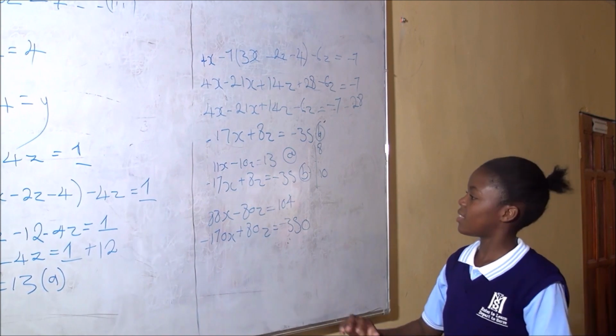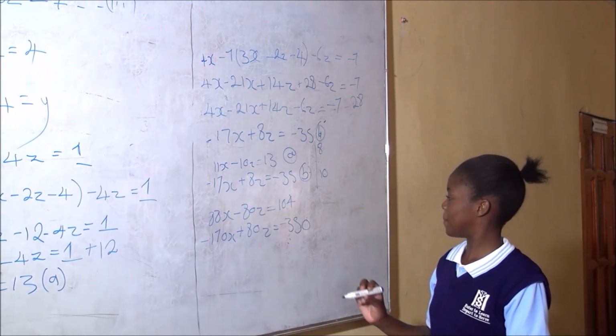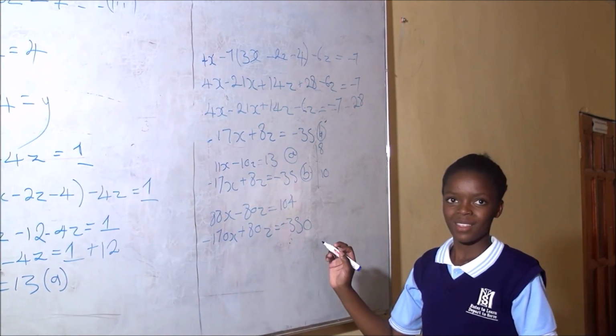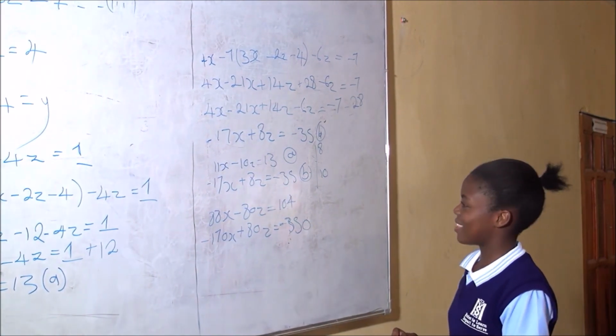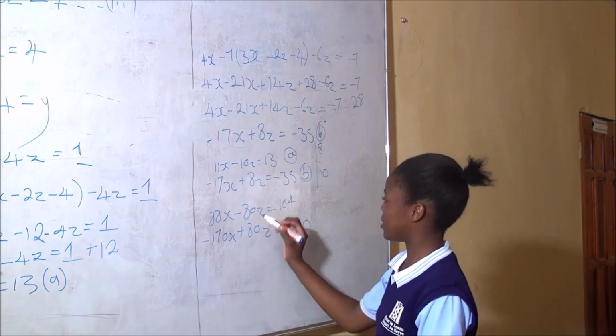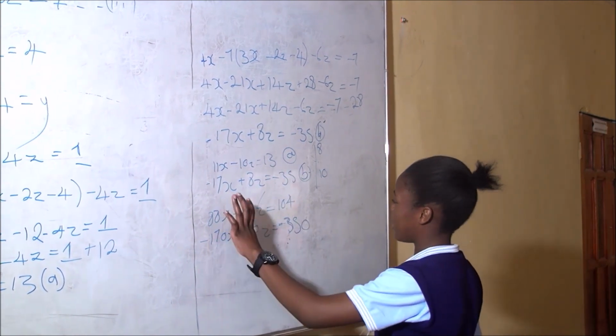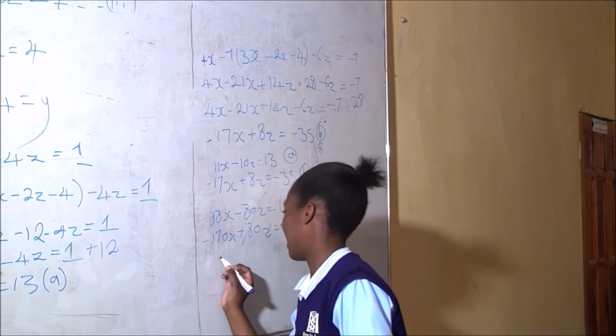After this, since we have seen that negative 350. Yes, you said 360, negative 350. After this, since we have seen that these are the same, we're just going to cancel them, and then we're going to get this and this.